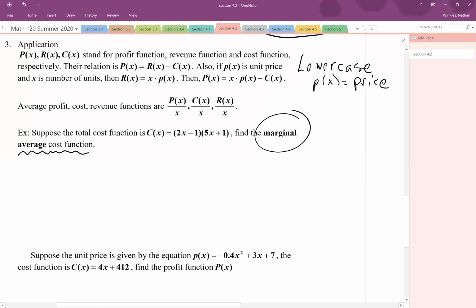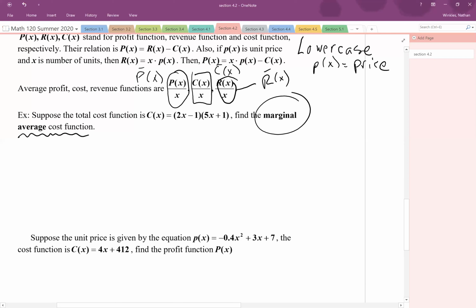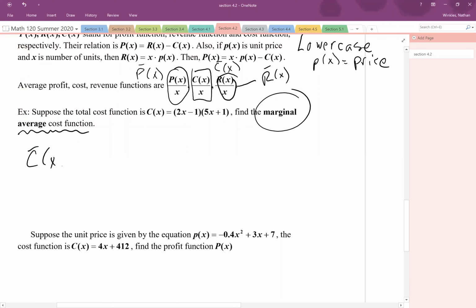So one way that we denote our average functions here is that this one is P bar of x. Our middle one is C bar of x. And then R of x divided by x is R bar of x. Those just mean average. So C bar of x is equal to 2x minus 1 times 5x plus 1 all over x.